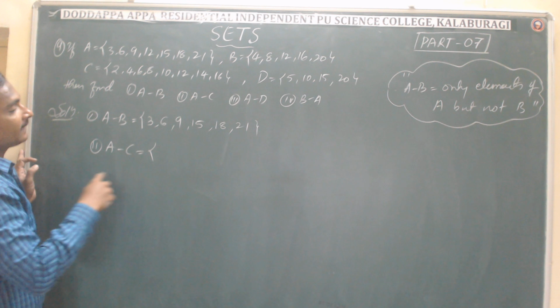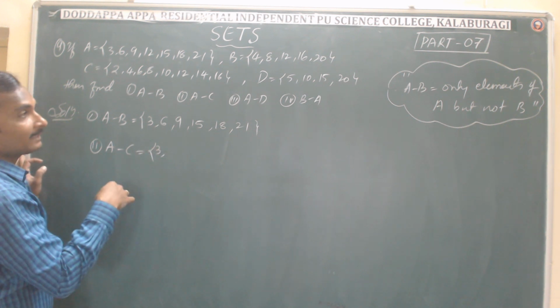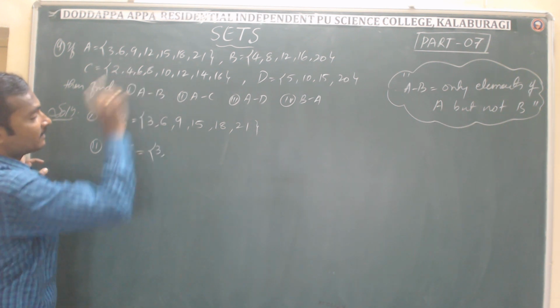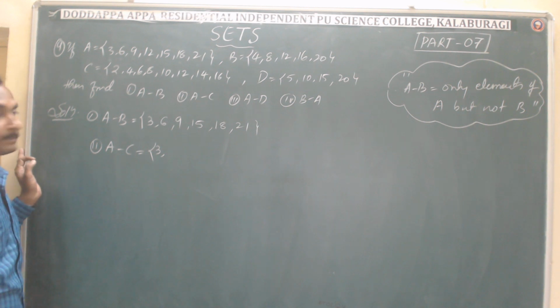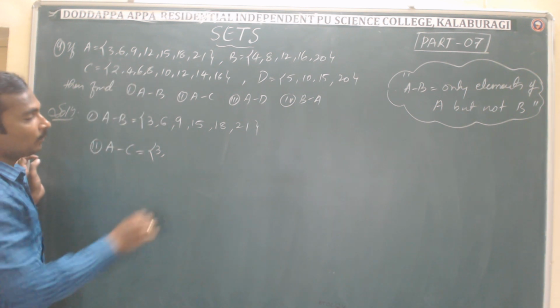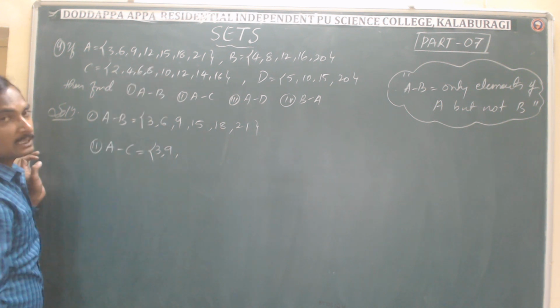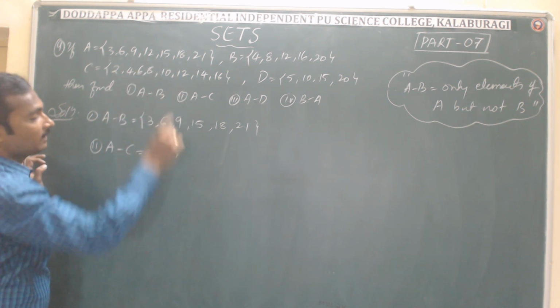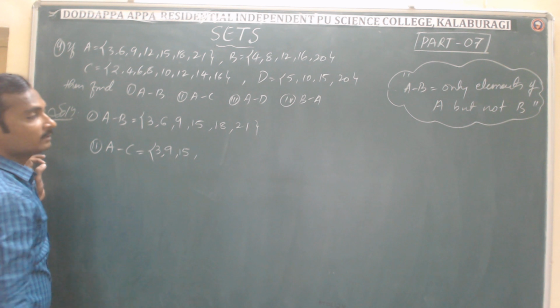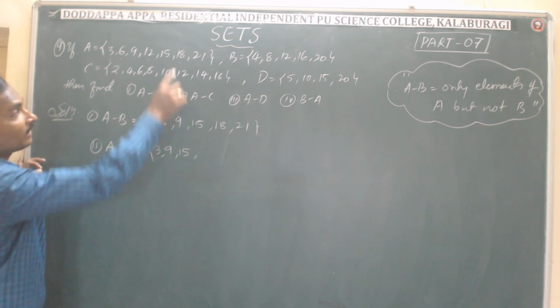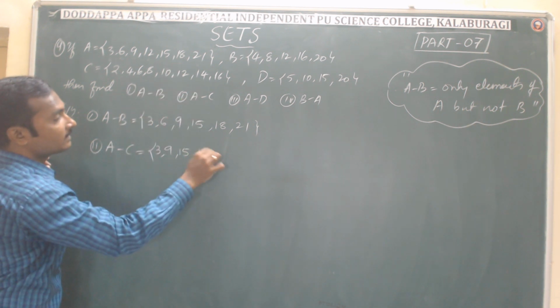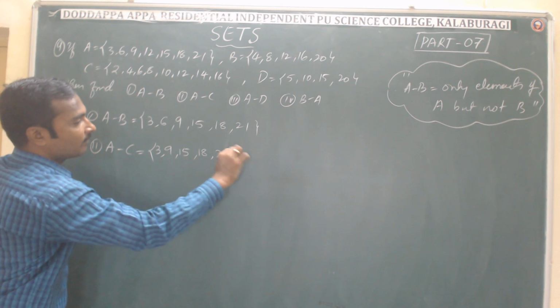3 is present in the set A but not the set C. 6 is present in both the sets, so it is not a member of A minus C. 9 is present in only A, therefore it is a member of A minus C. 12 is present in both the sets, leave it. 15 is present only in the set A, therefore it is a member of A minus C. 18 is a member of A minus C. 21 is a member of A minus C.